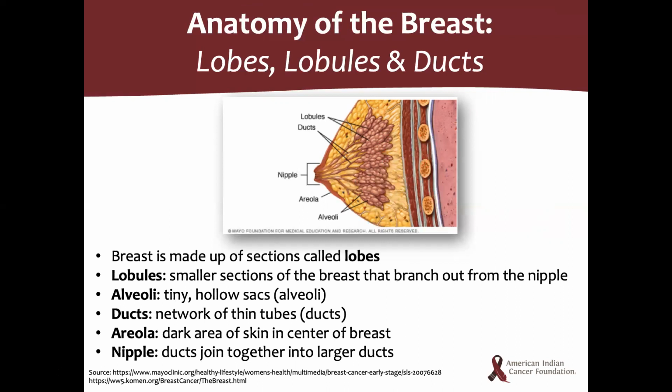Lobules are connected or linked by a network of thin tubes, which are called ducts. There are about 10 duct systems in each breast. If a woman is breastfeeding, the ducts carry milk from the alveoli to the areola, which is the dark area of the skin in the center of the breast. From the areola, each duct system then joins together and opens at the nipple.